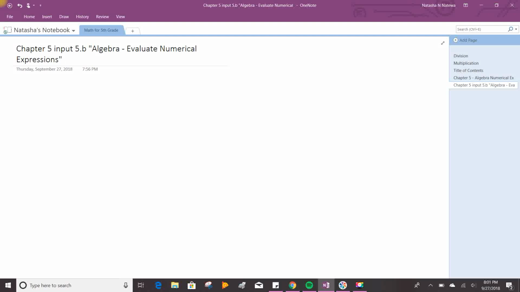take two numbers and you use an operation. Remember, operations include the plus sign, the minus sign, the division sign, and the multiplication sign. So today we're going to be learning about how to evaluate numerical expressions. And evaluate means we are going to be solving numerical expressions. We're going to be solving problems. Okay.